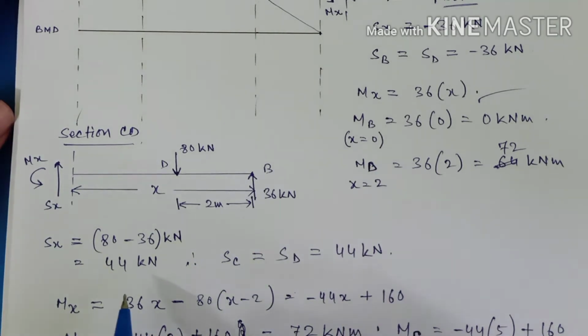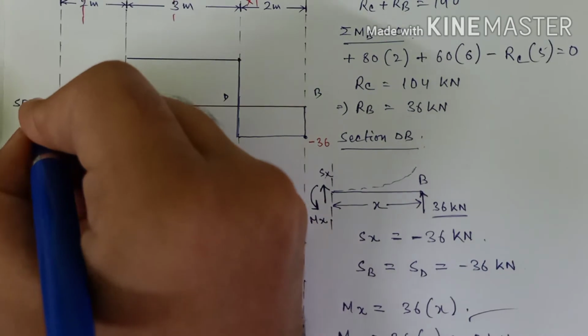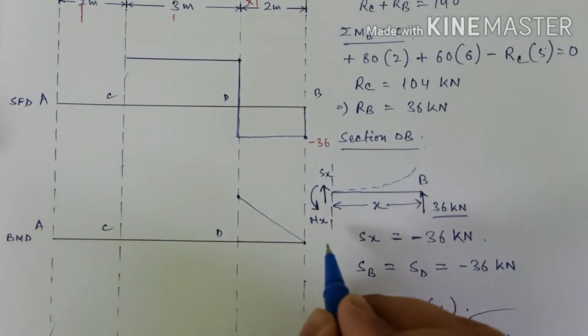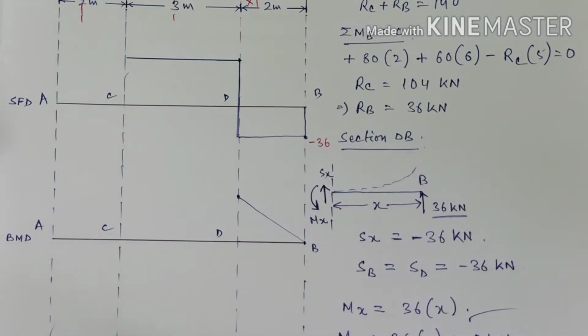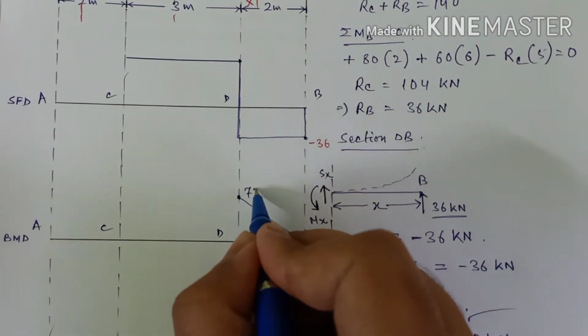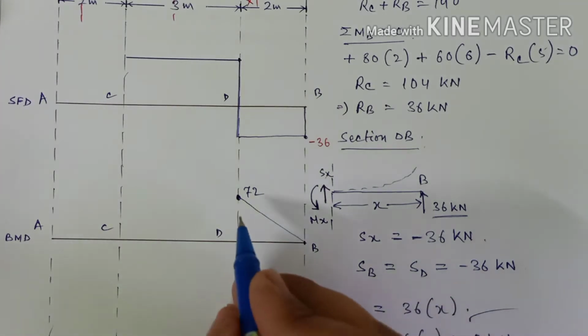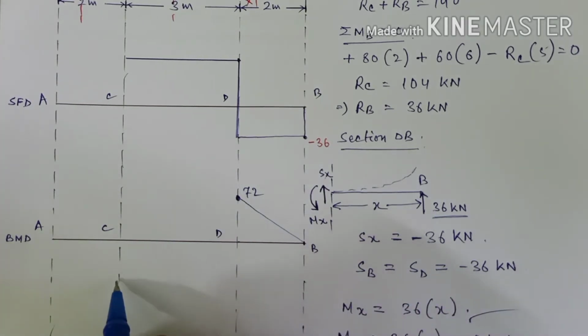So the value of bending moment is to be plotted, right? So the value of bending moment at D is 72. Okay, so this is my A, C, D, B. The value of bending moment at D is 72, so it will be here only. And the value of bending moment at C is how much? Minus 60 kilonewton meter. So it will be somewhere here.